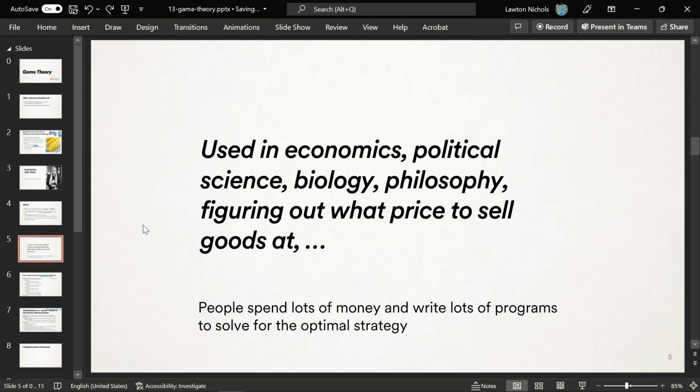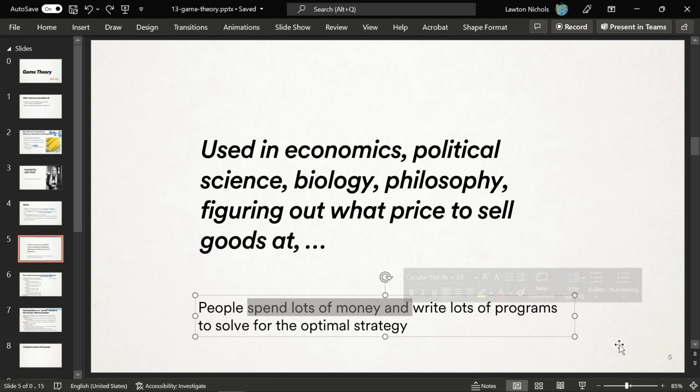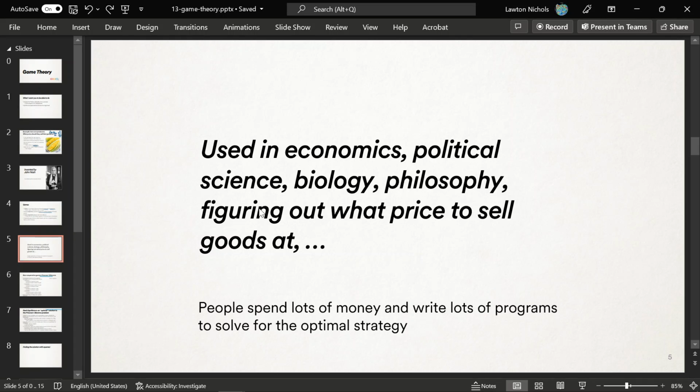A lot of algorithms have been created based on game theoretical concepts. People end up coming to a game theorist, spending lots of money on them, and writing a bunch of programs to solve for the optimal strategy to play their game, to sell their corn, for example. So that's interesting. You can have mathematics apply to some very disparate topics in the same way.